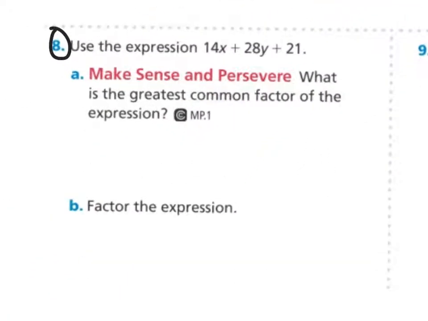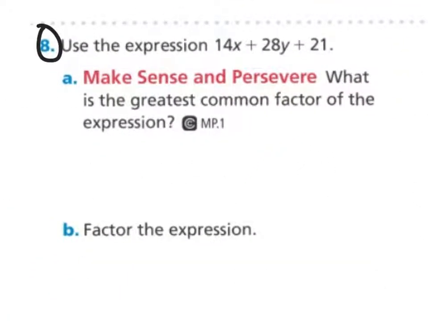So look at number 8. They have an expression, and first they're asking what is the greatest common factor. So we're just looking at the numbers, so 14, 28, and 21. So with those numbers, our greatest common factor would be 7. That's it for part A.